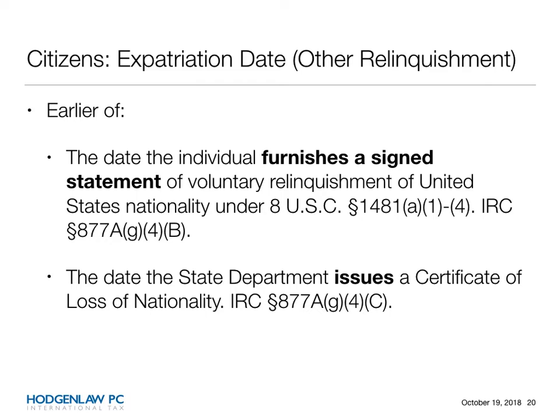But let's talk about the other methods of relinquishing U.S. citizenship. And here it's not clear at all. In fact, it's badly unclear. The code 877A says your expatriation date for one of these other methodologies is the date that the individual furnishes a signed statement of voluntary relinquishment to the State Department, or the date that the State Department issues the certificate of loss of nationality. So the paperwork for the first bullet point, the individual walks in and gives someone at an embassy a signed statement.